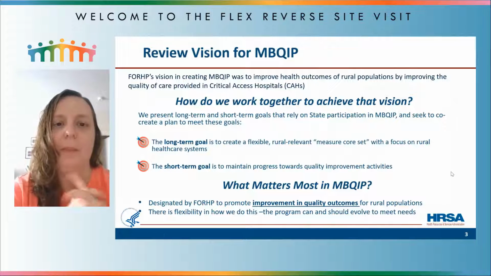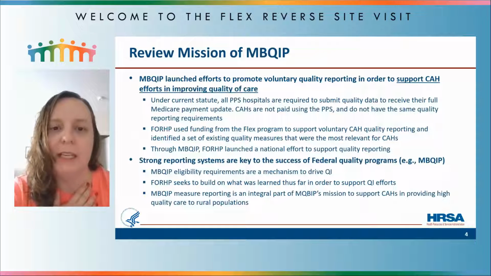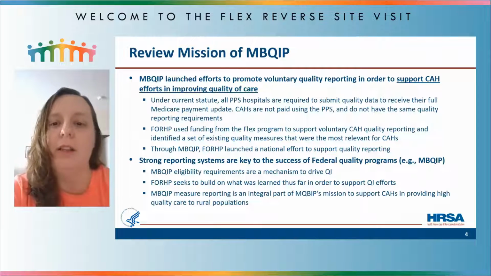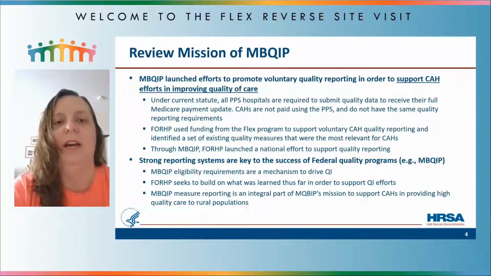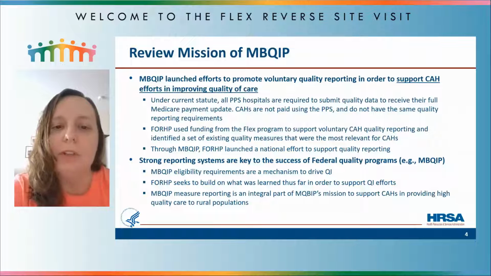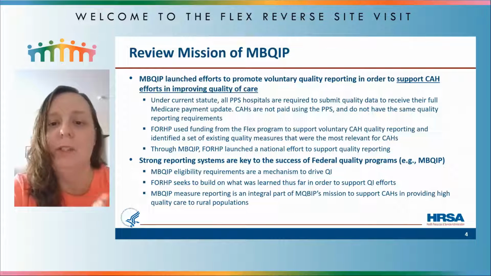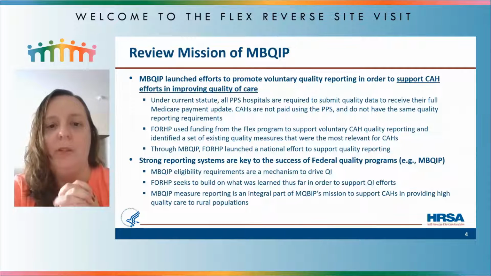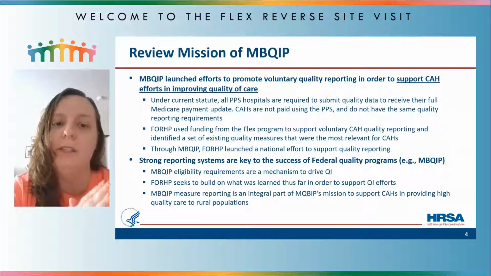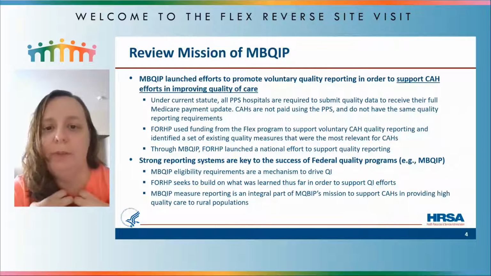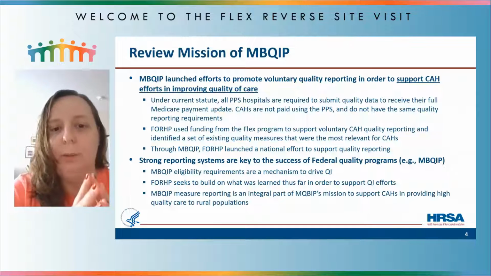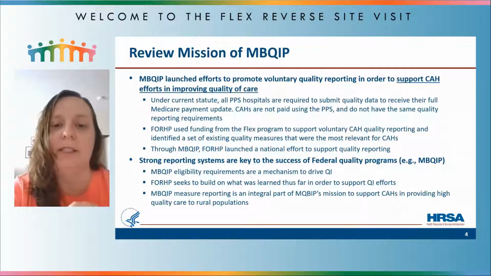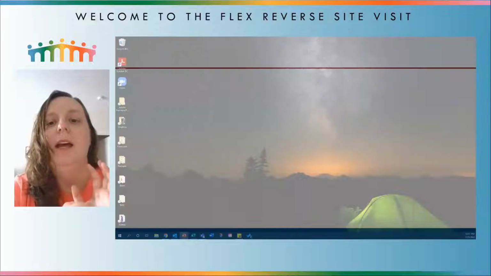So what we've done, we've launched efforts with MBQIP to promote voluntary quality reporting in order to support these critical access hospital efforts. As you know, under current statute, all PPS hospitals are required to submit their quality data to receive their Medicare payment. CAHs are not paid using the PPS, so they don't have those same requirements. But previously, our FRHP funding from the Flex program supported that quality reporting, and it had identified a set of existing quality measures that were most relevant.